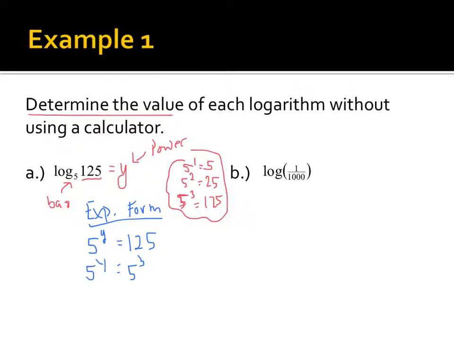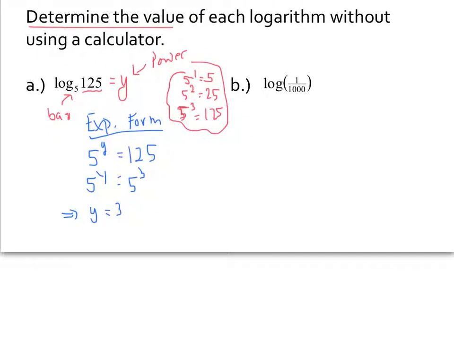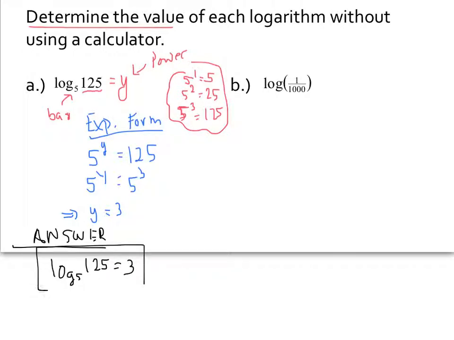But we know how to solve this. We know that this means that y equals 3. So what that means for us, at least for this problem, is this is the correct way of writing the answer. So let me write the answer. We would say that log base 5 of 125 is equal to 3. That is the answer right there. Okay? Try the second one. Pause the video and try the second one.